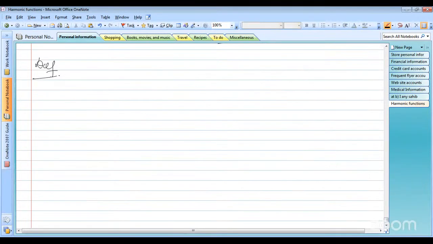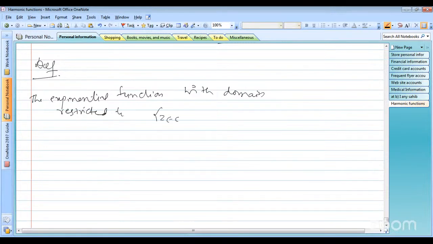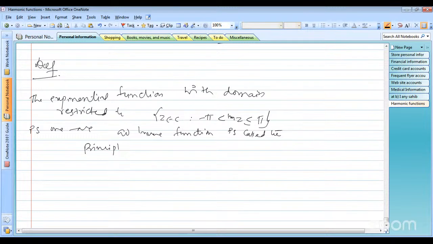The exponential function with respect to this domain, z belonging to C with minus π less than imaginary part of z less than or equal to π, is one-to-one. And its inverse function is called the principal branch of the logarithm, and it is denoted by Log.